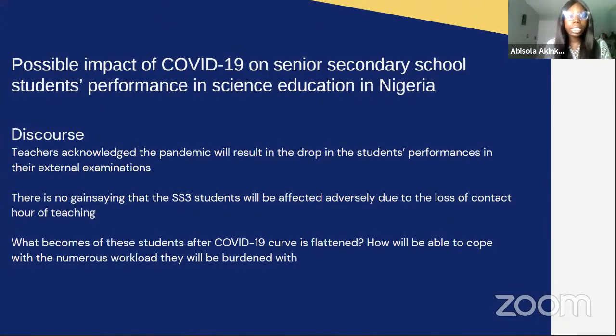In her discourse, she mentioned that teachers acknowledge that the pandemic will result in a drop of students' performances through their external examination. So for the SS3 students, they are adversely affected, possibly even this year as well, in addition to last year's SS3 students, because of the loss of contact teaching hours. Lastly, she posed the question: what becomes of the students when the COVID-19 curve is flattened, which I believe we're entering into that season right now, and how will they be able to cope with the numerous amount of workload they will be burdened with?